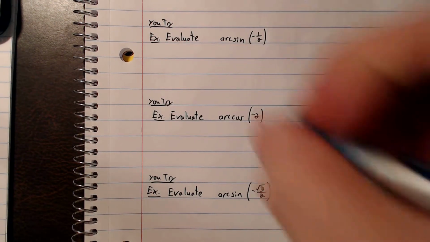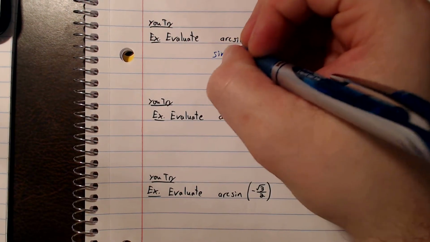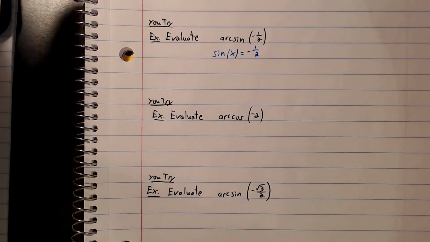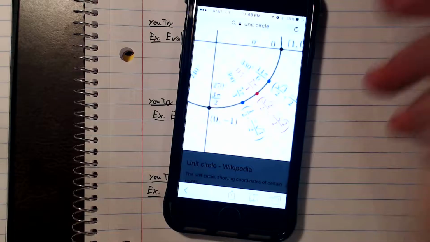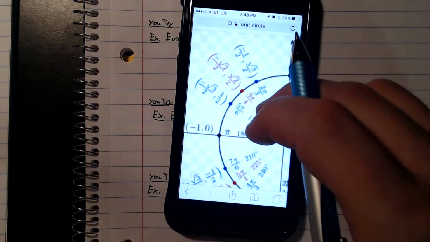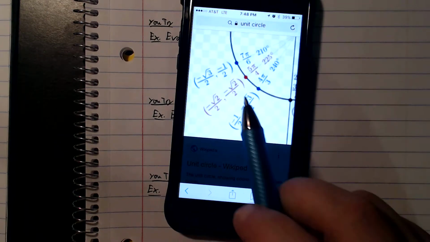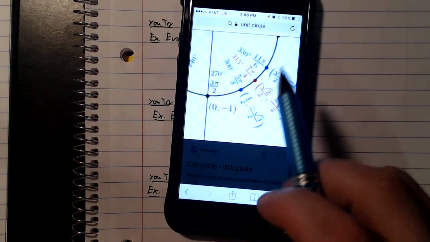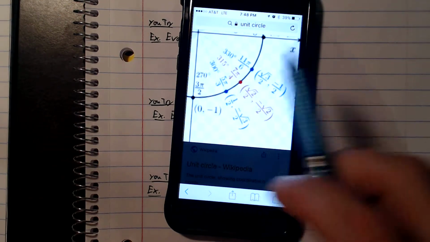Alright, let's see how you did. You want to figure out when sine of x is negative 1/2. Or in other words, when is the y-coordinate negative 1/2? That's happening down here at 7 pi over 6, and again at 11 pi over 6.